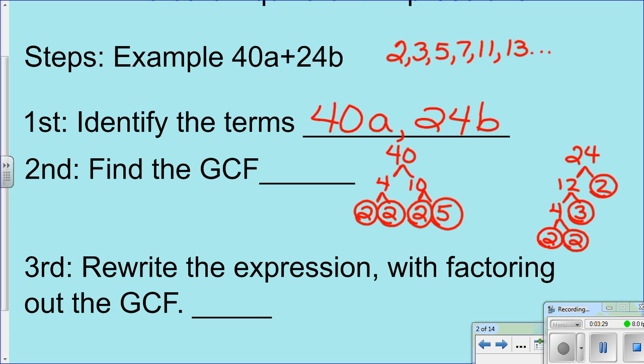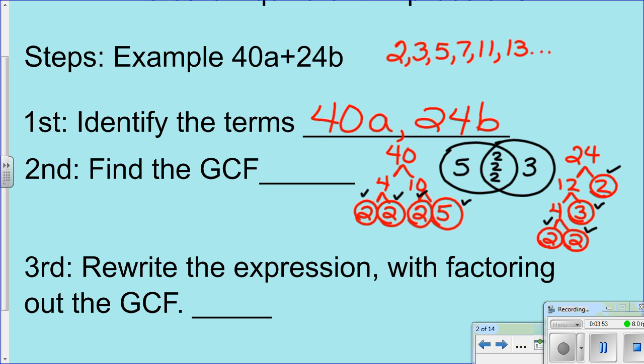Now to place them in our Venn diagram, it's matching. For every match, 1 goes in the middle. I have a 2 on the left, a 2 on the right, 1 goes in the middle. A 2 on the left, a 2 on the right, 1 goes in the middle. A 2 on the left, a 2 on the right, 1 goes in the middle. No match for 5, that stays on the outside, and no match for 3, that stays on the outer side on that side. The greatest common factor, again, can be found by multiplying all the numbers in the middle. 2 times 2 is 4, times 2 is 8. The greatest common factor of this example is 8.